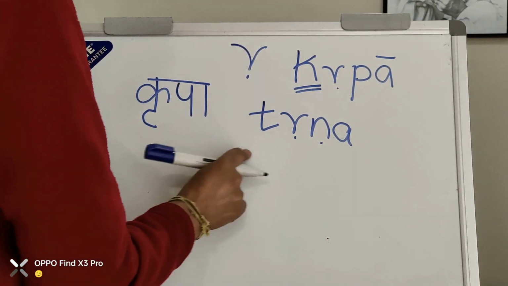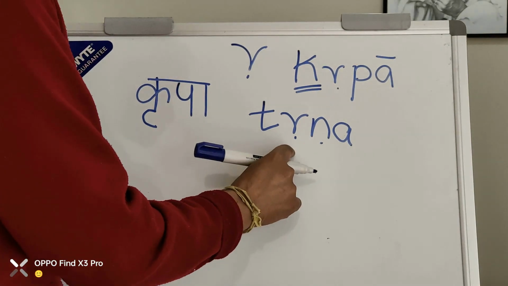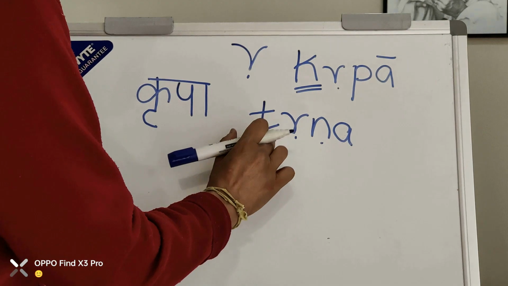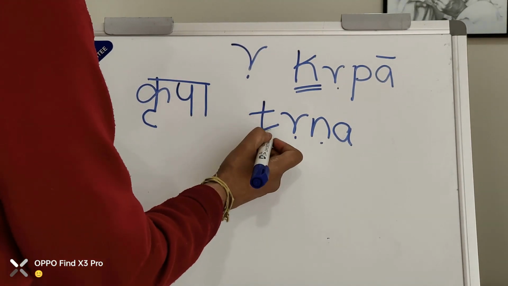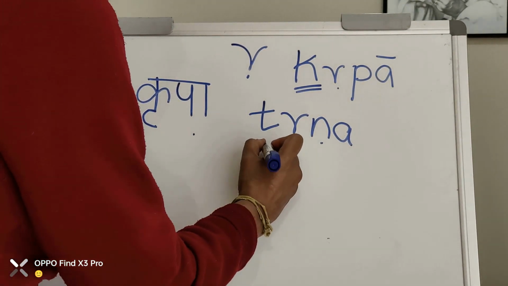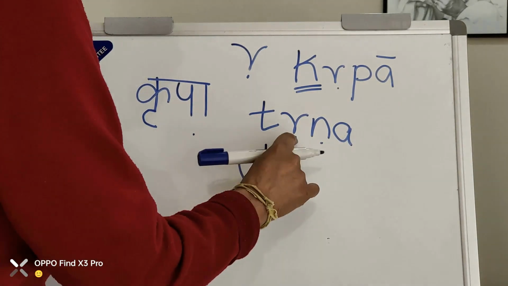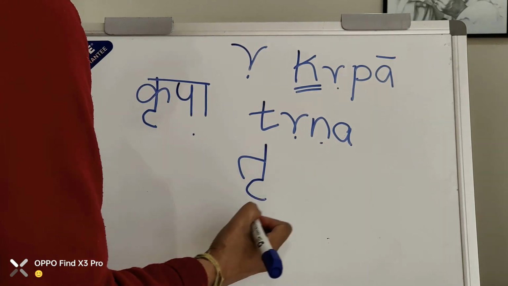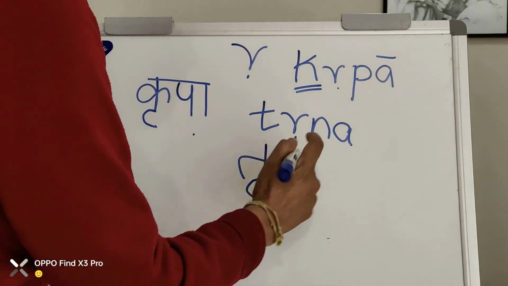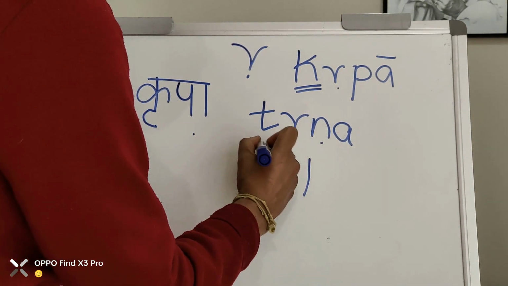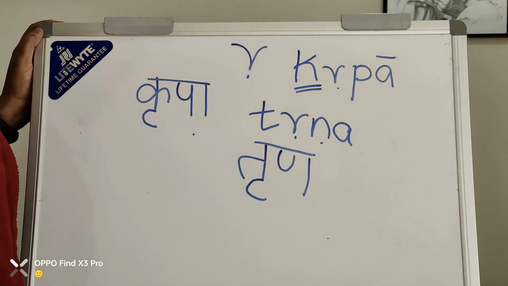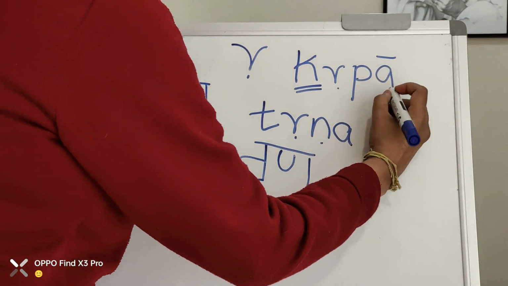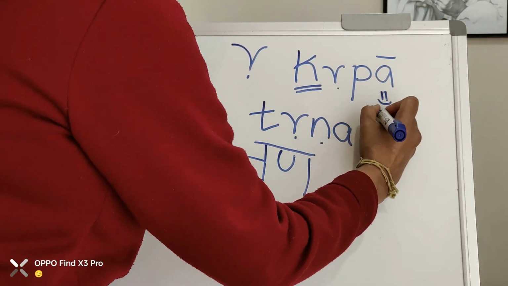Look at this word. What is this word? Truna. Okay? Truna. Very good. So how do we write this? So we write the ta and the r goes underneath. Tru. Truna. Okay. What does kripa mean? That's right. It means mercy.